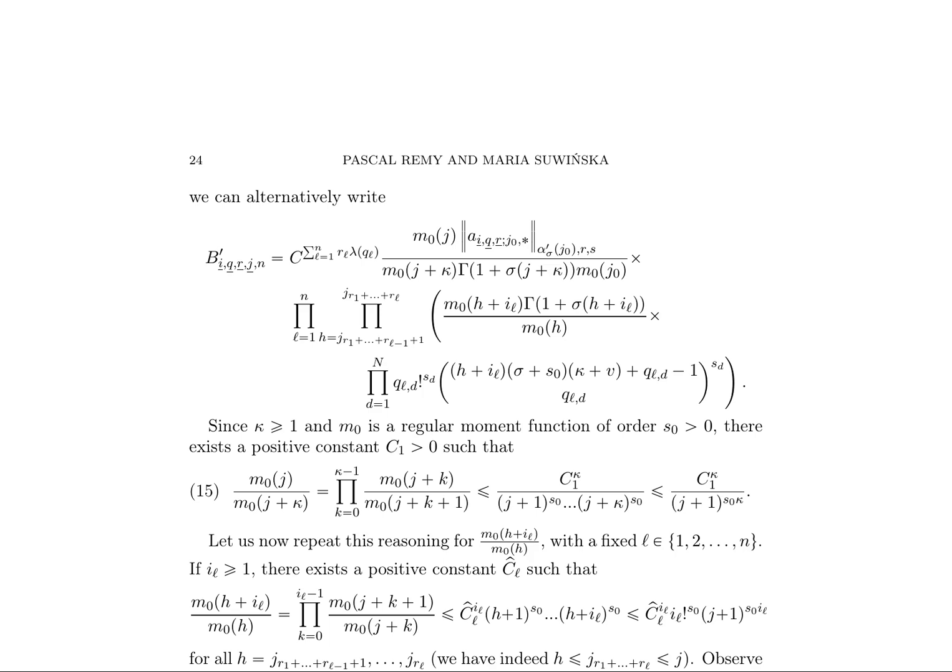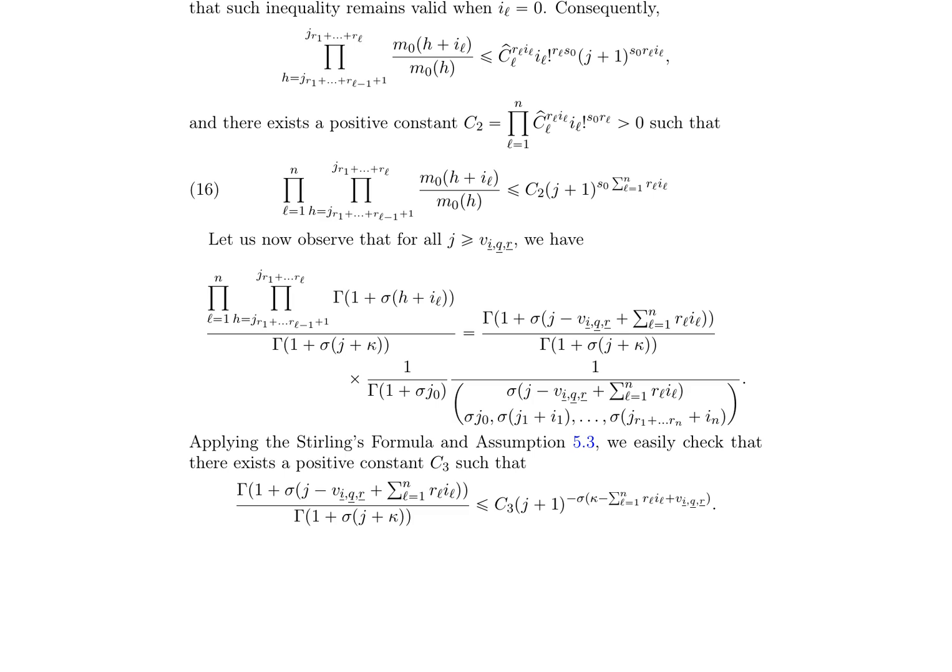The moment function M0 and its relationship with the constant C1 are key properties in the development of the research's theoretical framework. An inequality involving M0 and C1 is established, which is then extended to include the variable il. This reasoning is repeated for another variable, leading to the introduction of another constant. The inequality is further generalized, resulting in the existence of a constant C2.